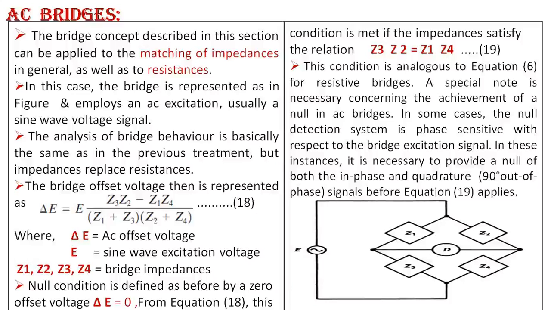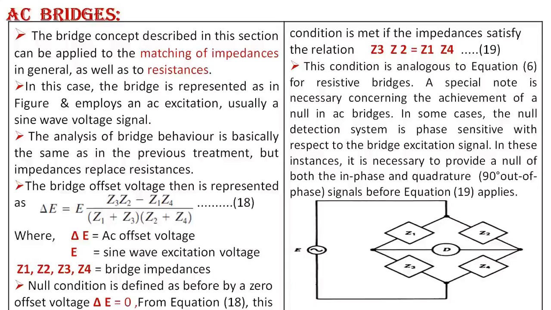E is the sine wave excitation voltage. Z1, Z2, Z3 and Z4 are the bridge impedances. Null detection is defined as before by zero offset voltage, delta E = 0, from equation 18. This condition is met if the impedances satisfy the relation Z2 Z3 = Z1 Z4. This condition is analogous to equation 6 for resistive bridges.